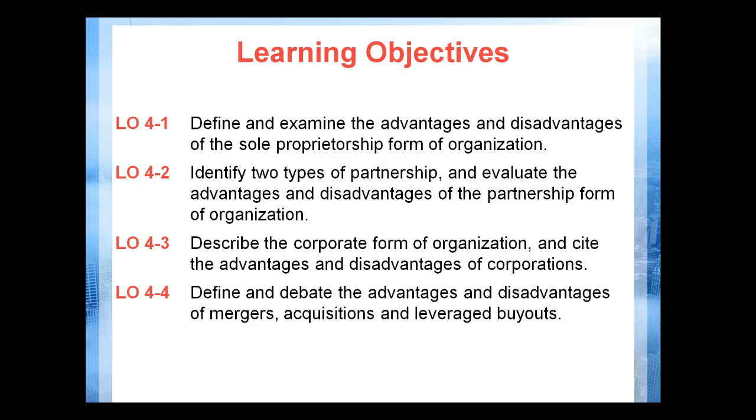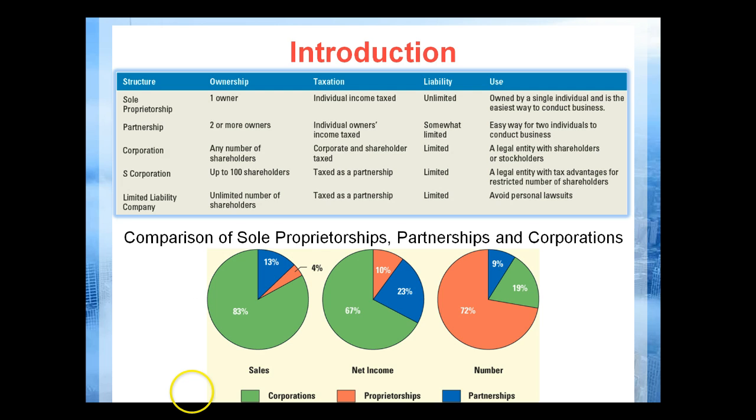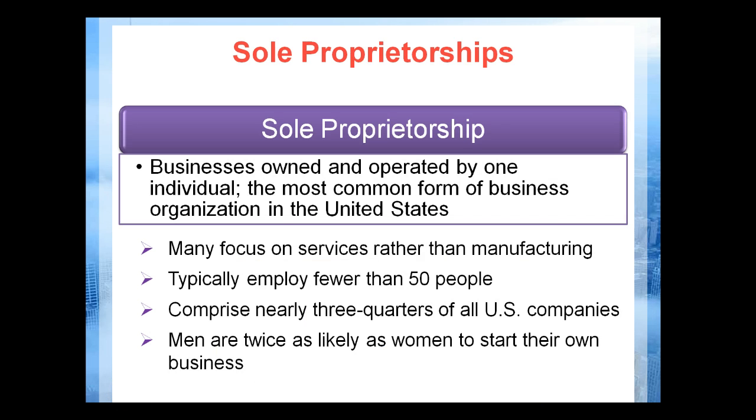First of all, you're going to have to know what it is, and then what makes it good and what makes it bad. We're going to identify the types of partnerships and evaluate the advantages and disadvantages of those organizational structures. We're going to describe the corporate form, which is a very popular form of organization, and again, the advantages and disadvantages. We're going to define and discuss at length the advantages of mergers, acquisitions, and leveraged buyouts. What are they, what do they do, and when is it a good thing and when is it a bad thing? So let's get started.